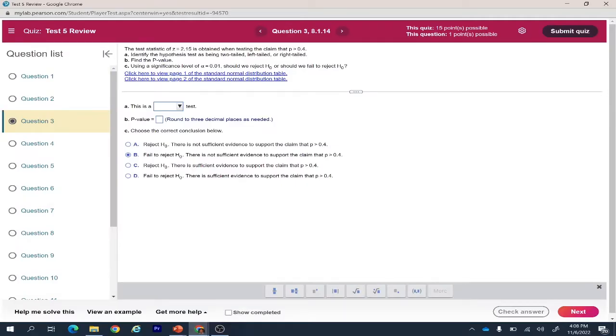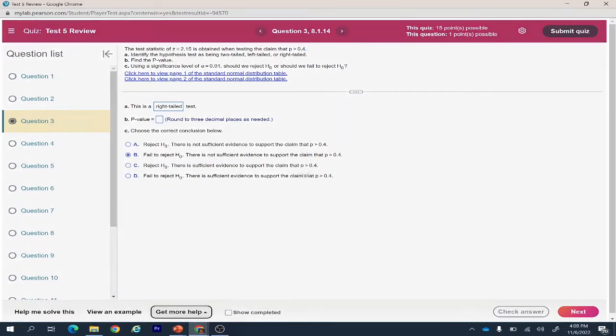This is question number 3. The z-score is given and the claim is that the proportion should be greater than 0.4. Identify the hypothesis test as being two-tail, left-tail, or right-tail. Whenever the alternative hypothesis says the proportion is greater than something, this is a right-tail test. The p-value can be found by using technology.